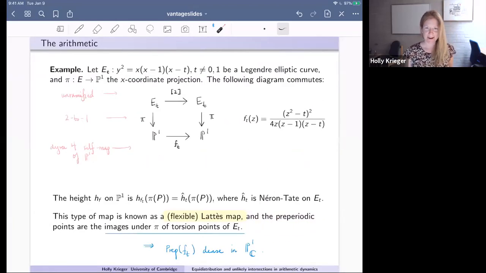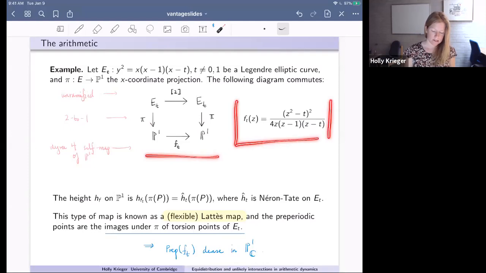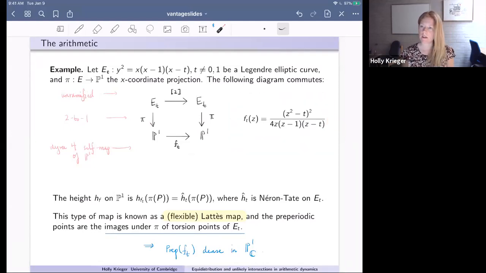Here is exactly the example you're asking me about. If we take an elliptic curve, I'll take the Legendre elliptic curve, with some parameter t, which is not zero or one. I should have said that t is algebraic, of course. And I look at the elliptic curve y squared is x times x minus one times x minus t. Then I can induce a map on the Riemann sphere simply by taking the quotient by the minus one involution, which in this form is just the x-coordinate projection. Then this diagram commutes, and what I end up with downstairs is a self-map of degree four of that Riemann sphere.